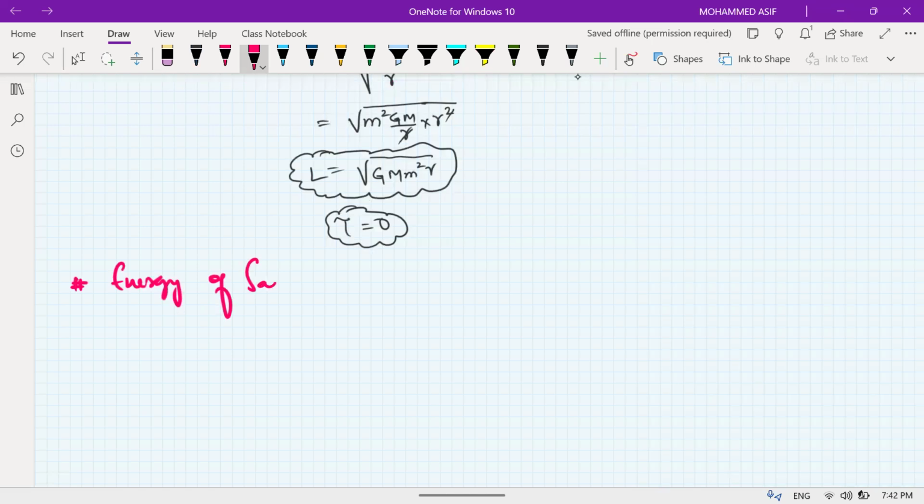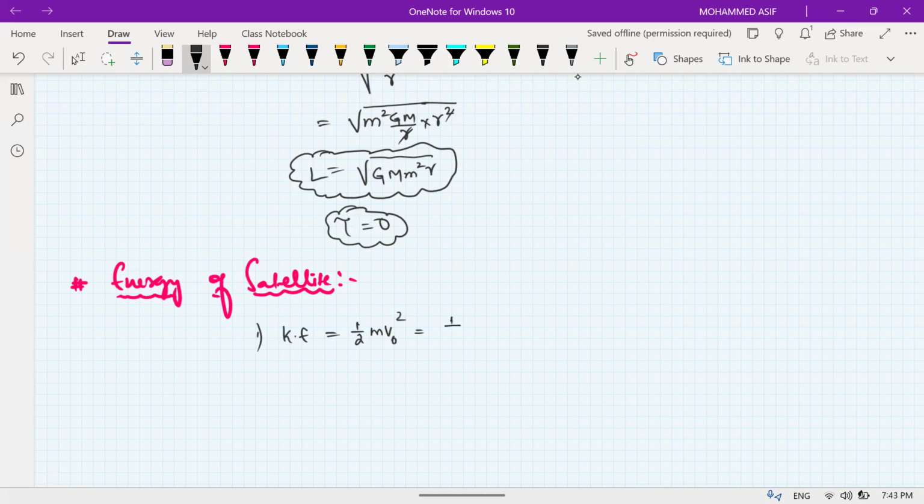Energy of satellite. We have kinetic energy, we have potential energy, and we have the total energy. If I'm talking about kinetic energy, the kinetic energy of the satellite will be equal to half into m into v naught square.